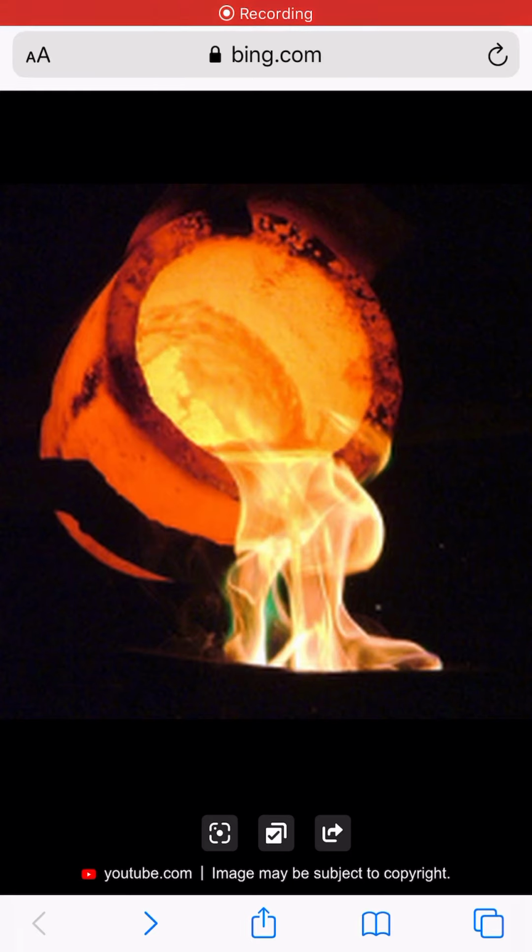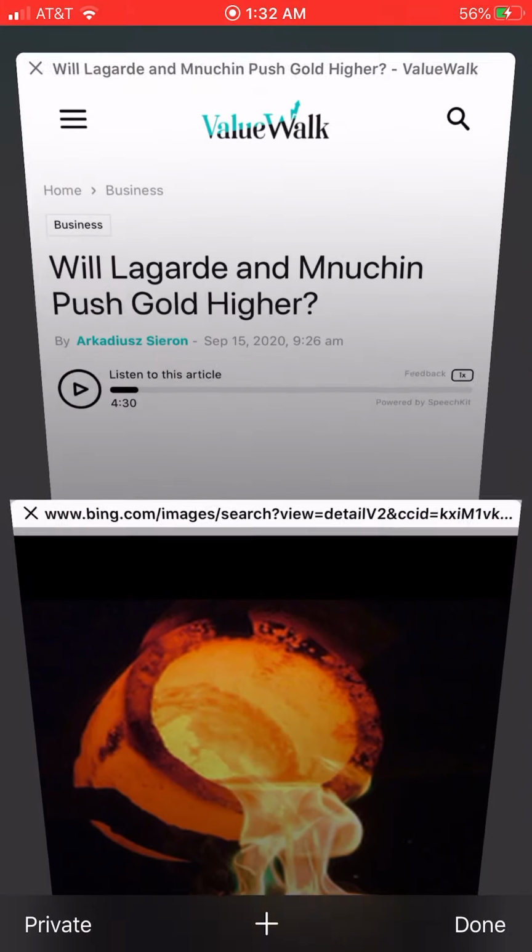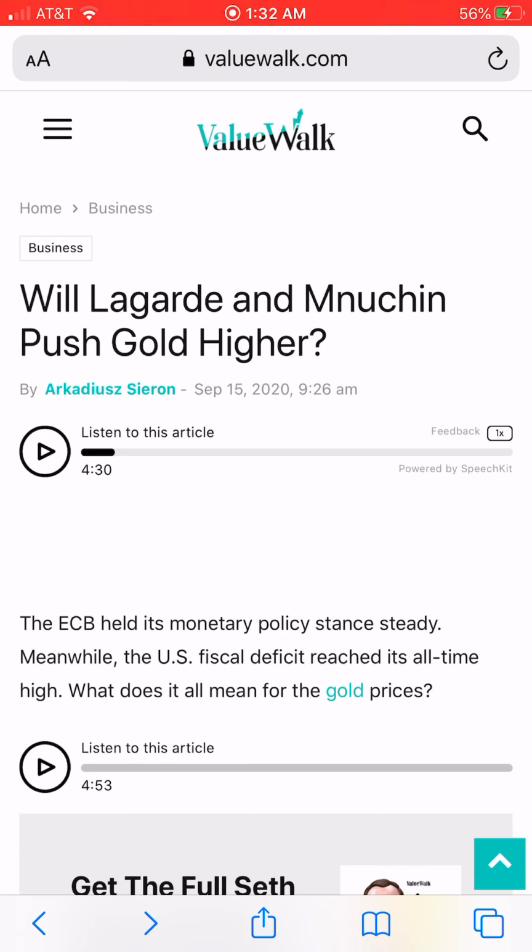Record fiscal and monetary stimulus in 2020 has made a lot of investors bullish on gold. However, a recent article in ValueWalk by Arcadia Saron pointed to a potential bearish scenario for gold.